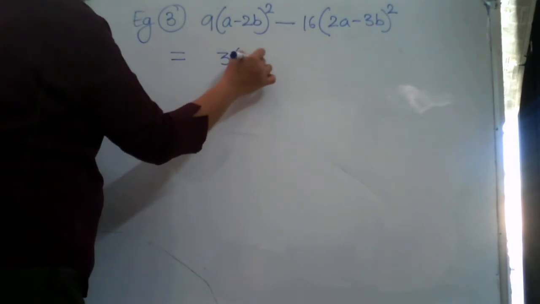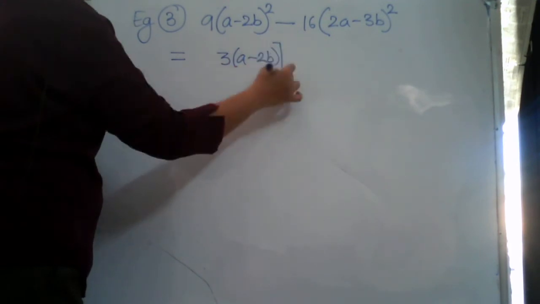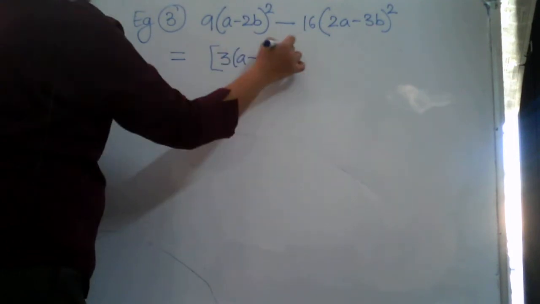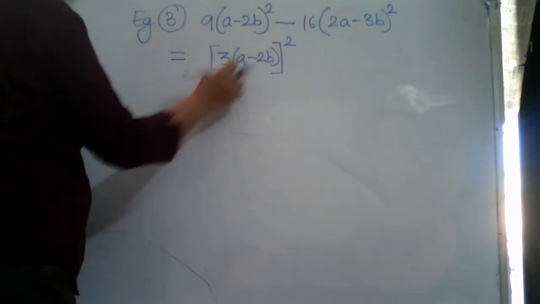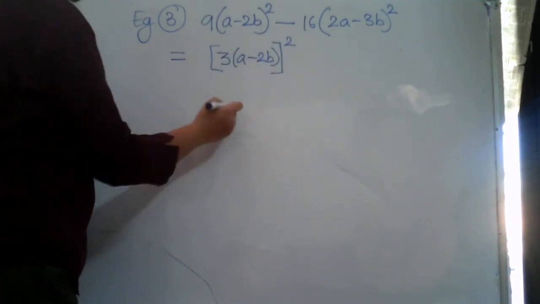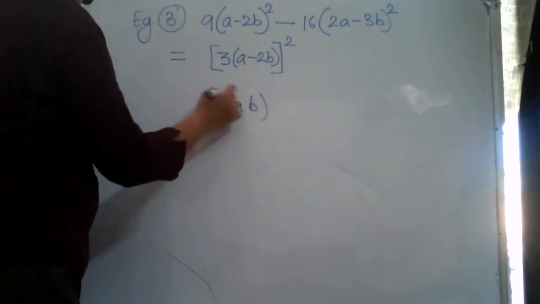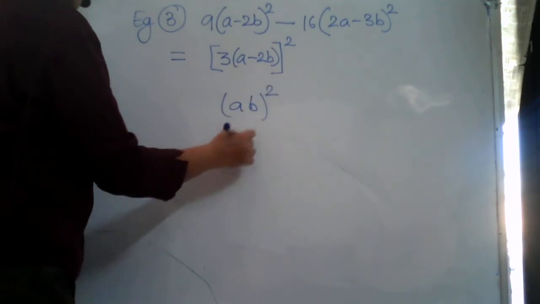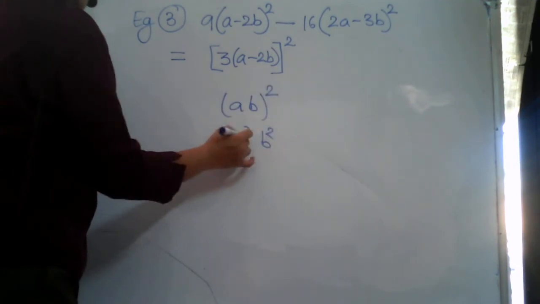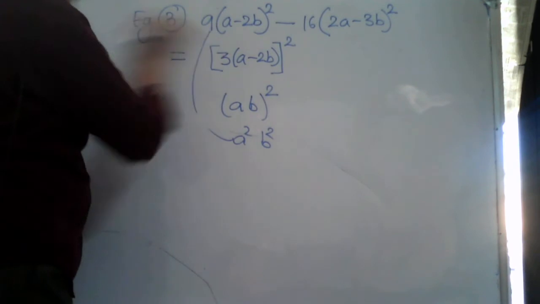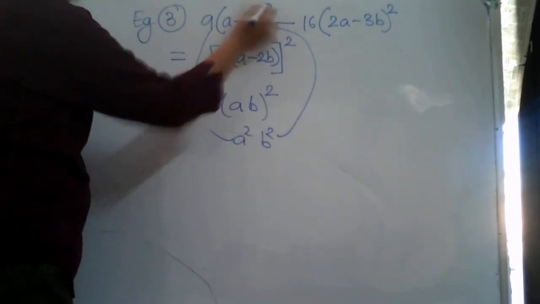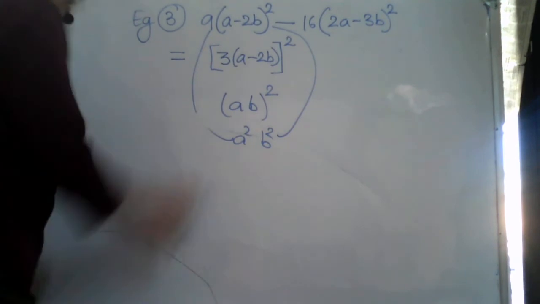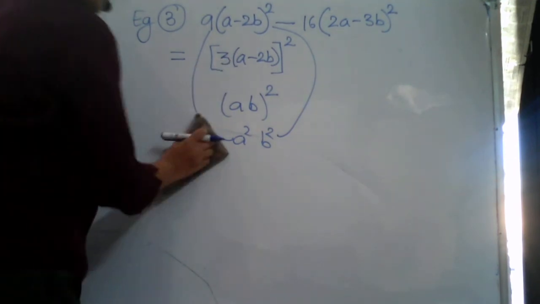So a minus 2b, I'm taking a bracket and then writing square outside. This is not going to affect the value. Now if you implement this, it works as per the exponents rule. (ab) bracket raised to square means what? a square b square, like that. Now a square can be compared with the 9, b square can be compared with this (a minus 2b) bracket square. This is how it works. That's why we can write it like this.